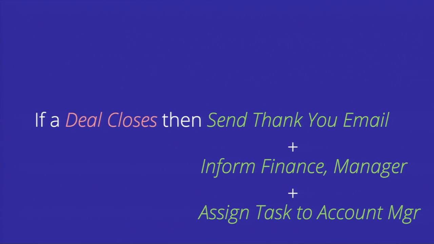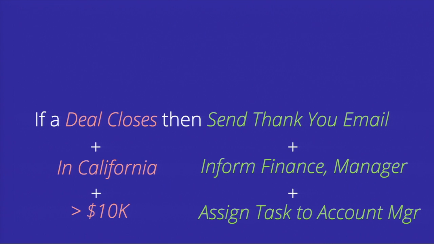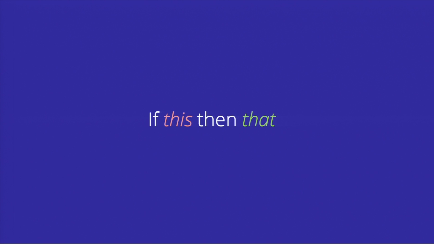But then this is only when a deal closes. You can get a little bit more specific on that. Maybe if a deal closes and it's in California, then you want to inform the finance person in California, maybe assign the task or a task to the California account manager. Or if it's above $10,000 and it's in California. So you can get as specific as you want, both on the beginning of it, the if part, and then also on what happens afterwards, the actions that take place, the then part. So again, it's if this, then that.